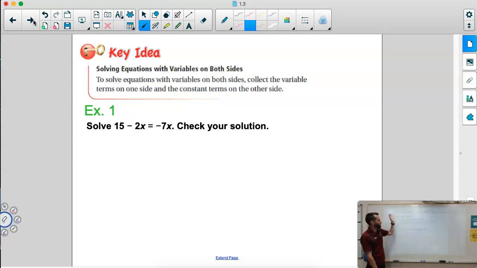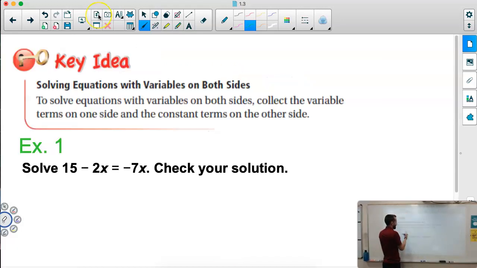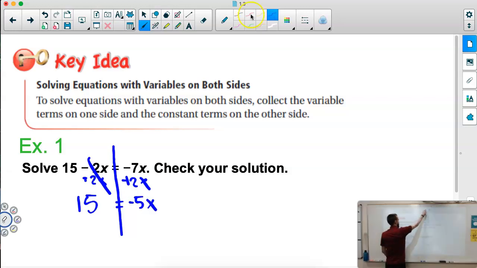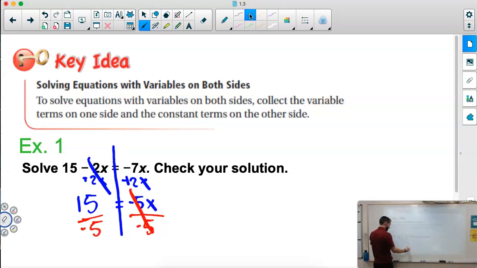Okay, so again, the big picture idea, to solve equations with variables on both sides, collect all the variable terms on one side and the constant terms, the ones without variables, on the other. So for this one here, again, it's relatively straightforward. I want my x's to be on the same side. I'm going to leave the 15 here, and I'm going to add 2x to both sides. That will cancel out here. And then we've got 15 equals, keeping track of my equal sign, equals negative 5x. And then I can divide by negative 5.